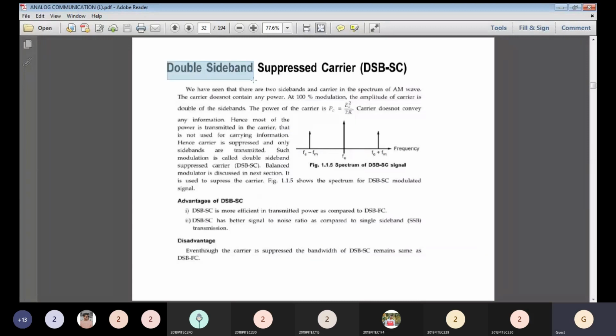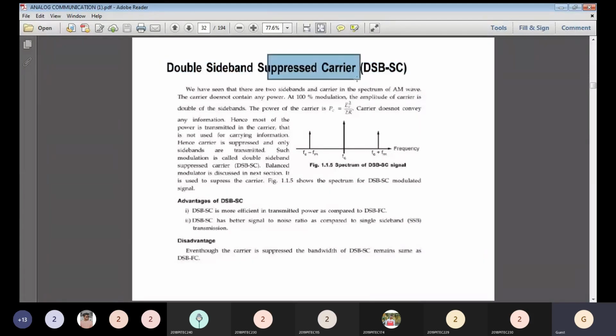The next topic is double sideband suppressed carrier. What is the meaning of this one? Double sideband, because from the previous problem, what we have concluded is that two sidebands are required components. The center carrier is not required. This is unwanted, redundant. So we can remove that component from the transmission process. So the carrier is suppressed because the carrier is unwanted.